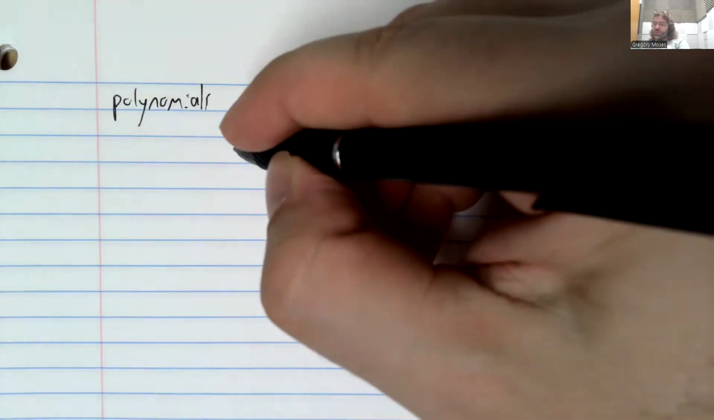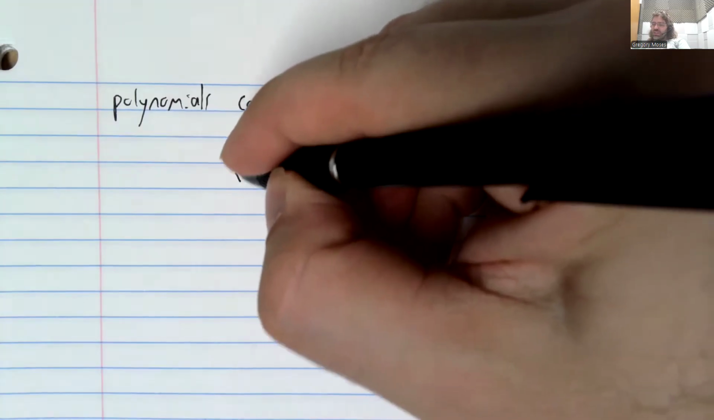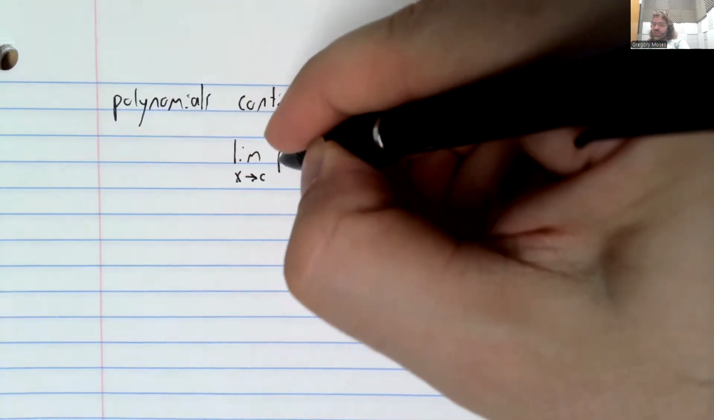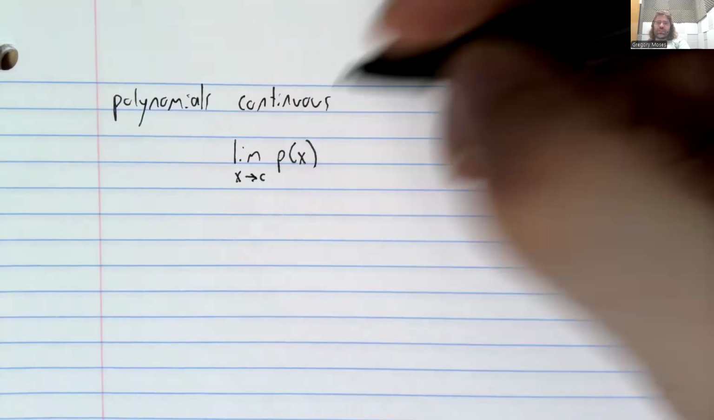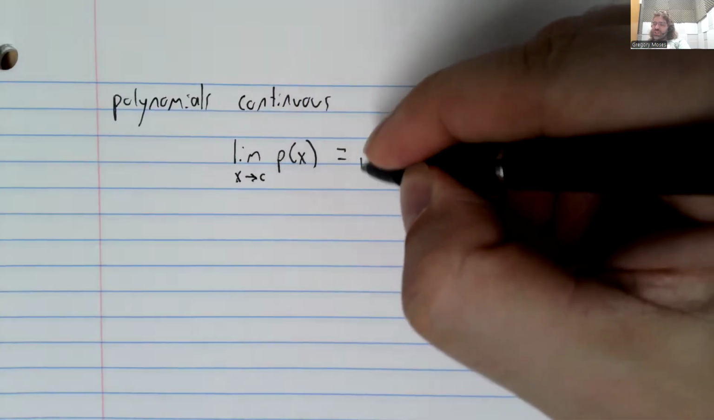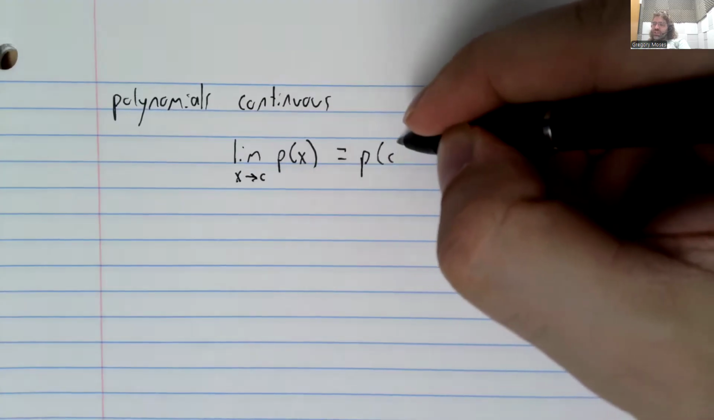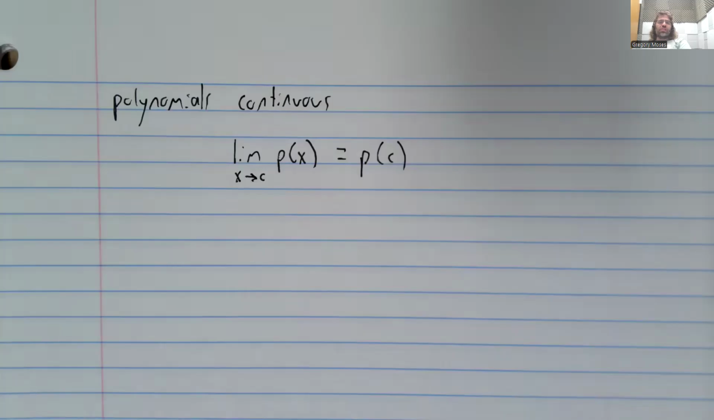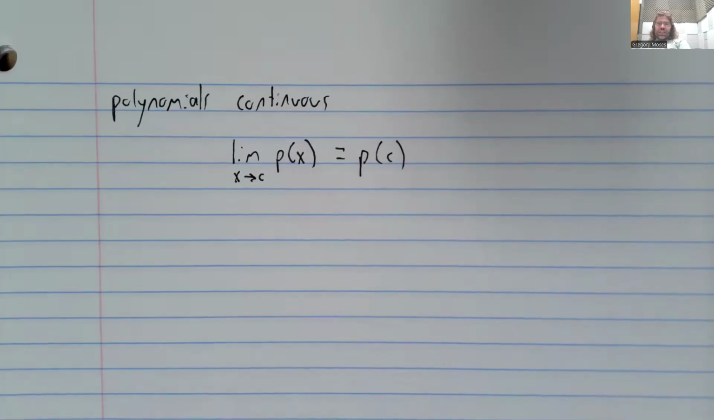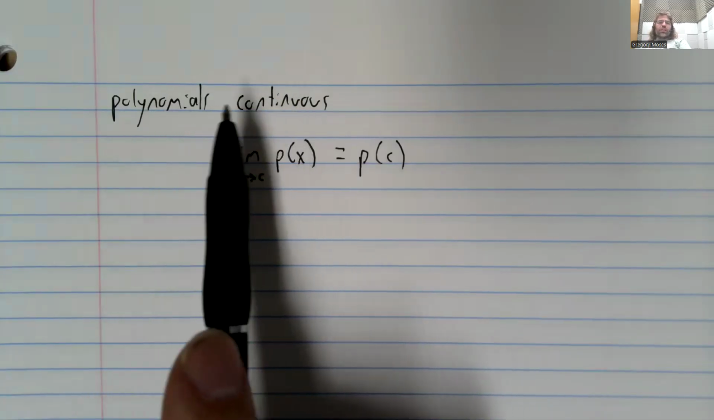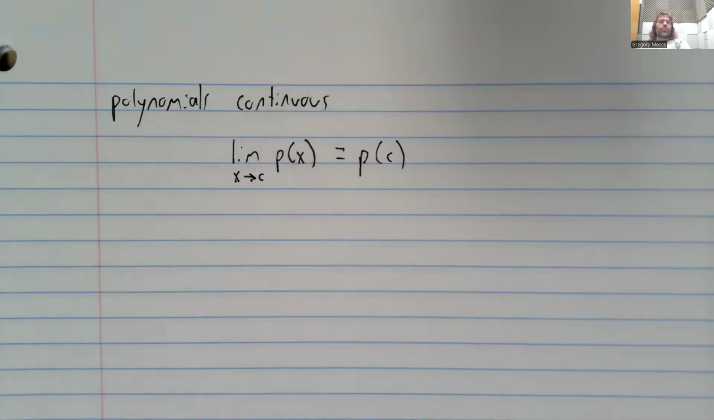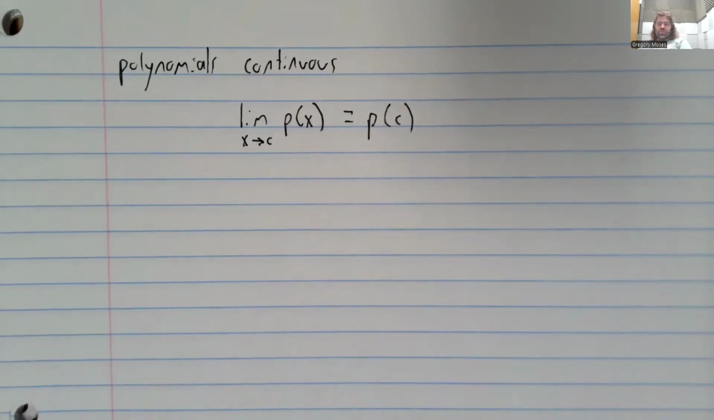We didn't use the word continuous, of course, but we said that if we have a polynomial and we want to compute its limit as x approaches c, we can just stick c into the polynomial. And that we now know is the definition of continuity. When we talk about a function being continuous, we mean it's continuous everywhere if we don't specify a point.